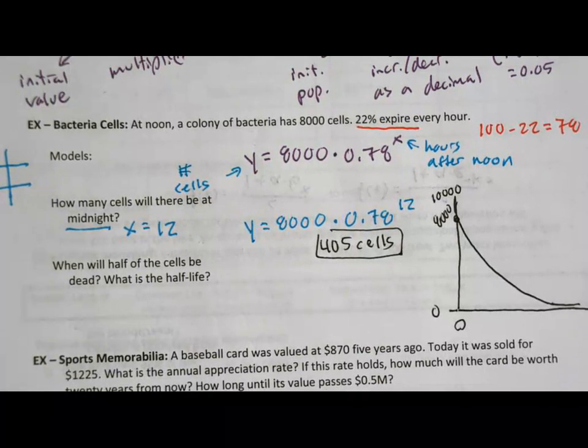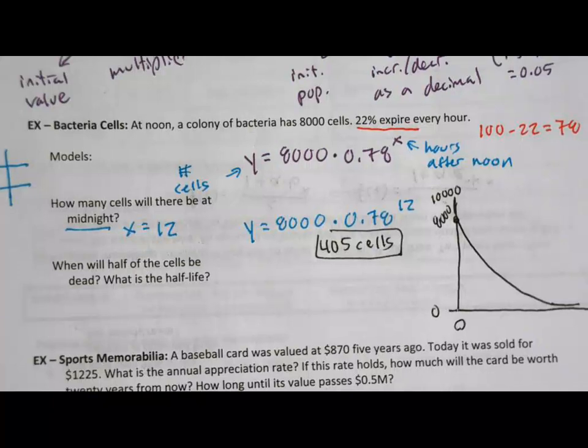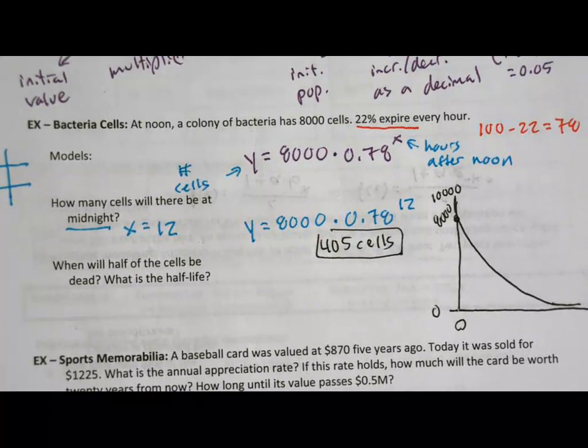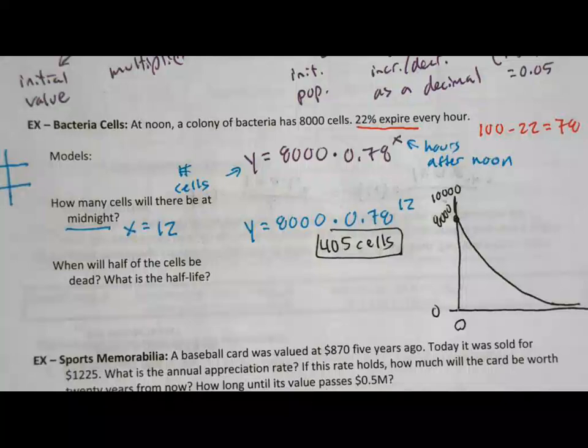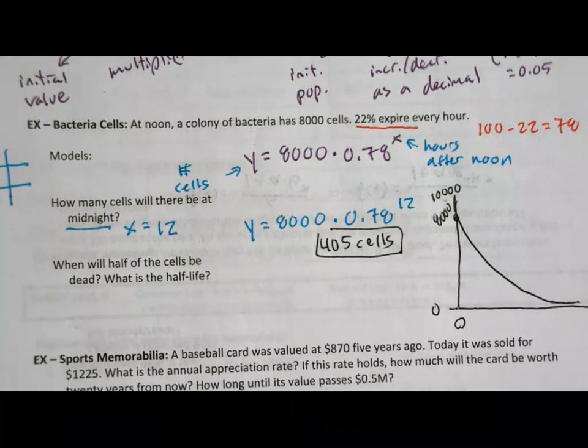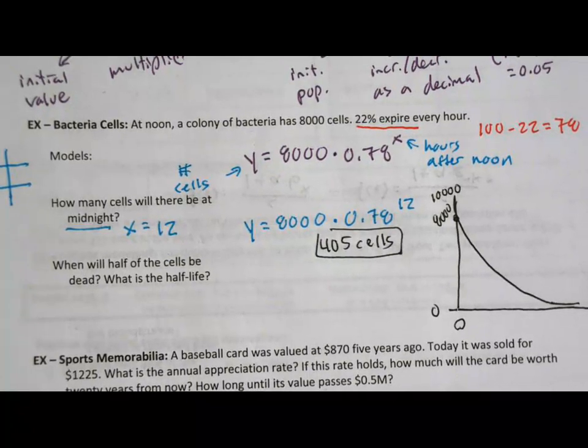All right, so this next one's asking us when are half of the cells going to be dead? And I need you to understand that that is the half-life. That's what half-life means. Half-life is how long it takes before half of something goes away. So we use it in like medicine a lot. Drugs stay in your system. There's usually a half-life for that. We use it for radioactive decay.